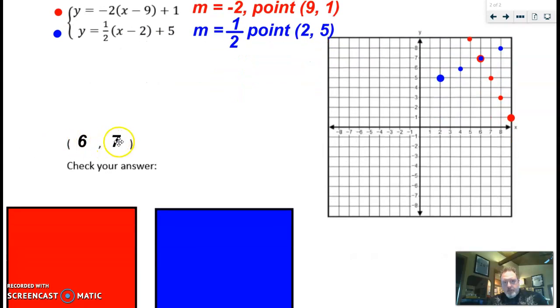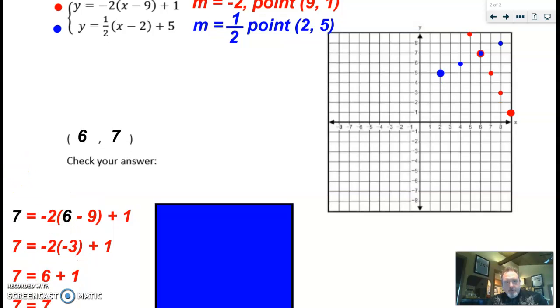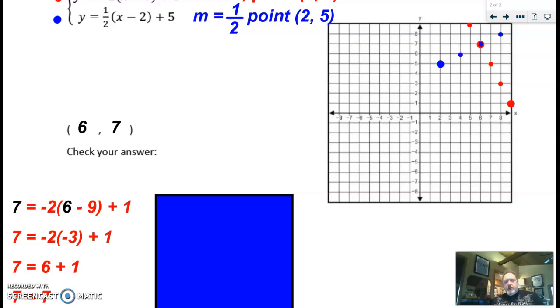What I'm going to do is take this point 6,7, plug it into both of these equations, make sure it works. So if I plug it into the top one, let me slide this over just a tad, there we go. We do get 7 equal to 7. Again, you can see the steps there, plugged in 6 for x, plugged in 7 for y. 6 minus 9 is -3, we'll multiply there. Get +6, 6 plus 1 is indeed 7.